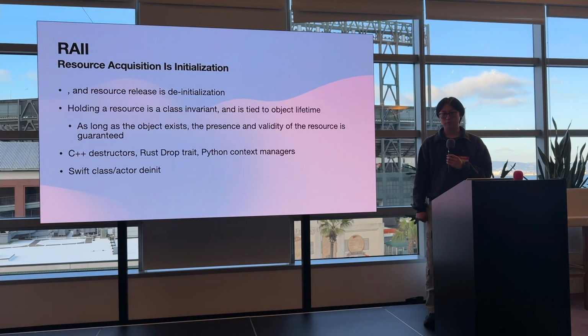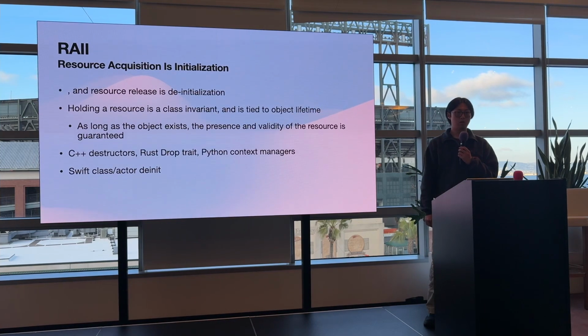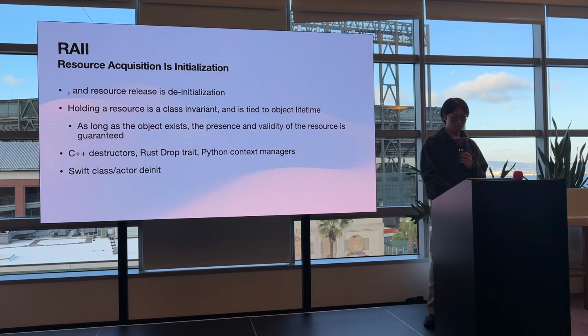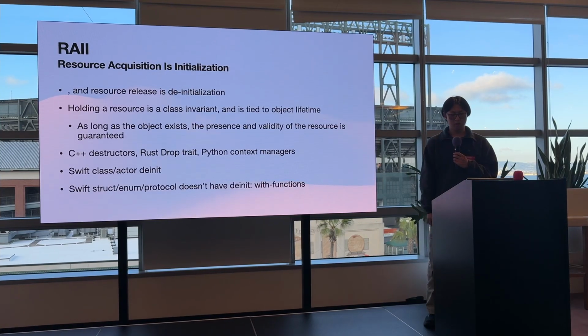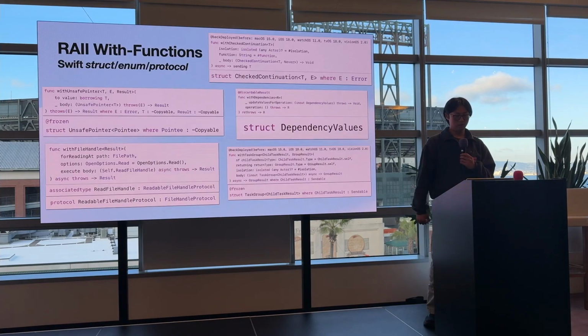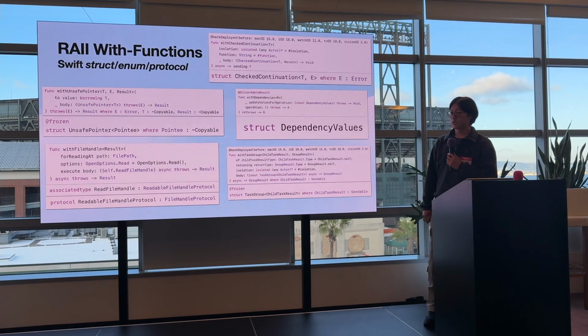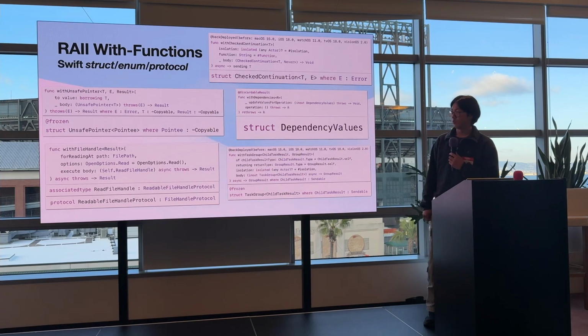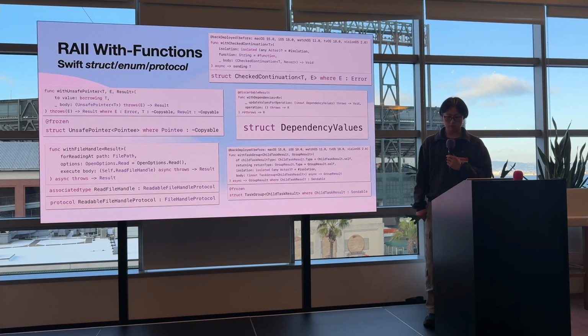But a question that arises from this is, what if you're working with a non-class type in Swift? Let's say you want to work with a struct or enum or a protocol. Then you lose access to the deinit function because those types don't have a deinit function. And my answer is naturally, you can use the with functions that we just saw. Indeed, if we take a look at some of the implementations of those functions, they are in fact dealing with structs and protocols. So yeah, they need this.